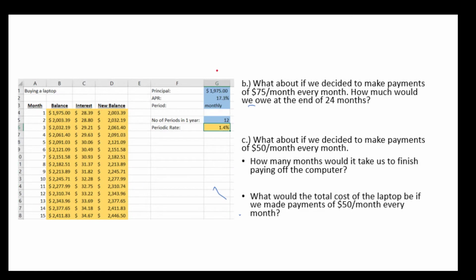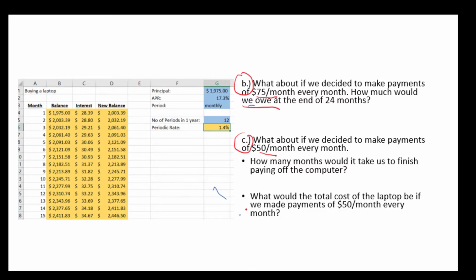Okay, let's take a look at B and C here. Here's B right here and C right here. Let's read these and get familiar. What about if we decided to make payments of $75 per month every month? How much would we owe at the end of 24 months? Okay, and this is similar. C. What about if we decided to make payments of $50 per month every month? How many months would it take for us to finish up paying off the computer?